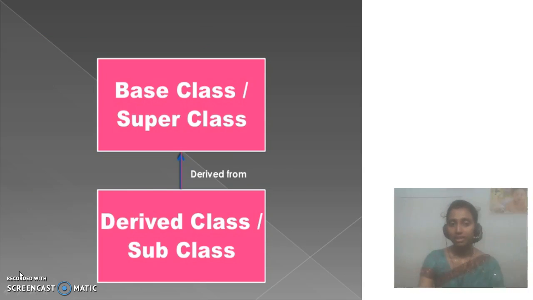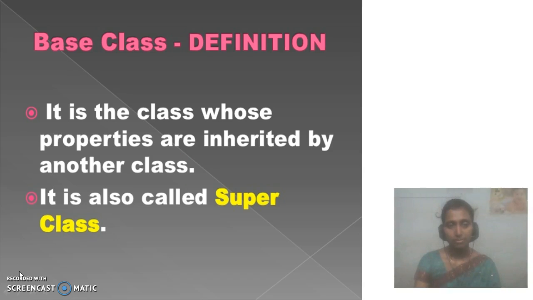So in inheritance, we use two kinds of classes. The one is base class and another one is derived class. Base class is also known as superclass and the derived class is also known as subclass. Okay, what is base class? It's a class whose properties are inherited by another class. It's also called as superclass.